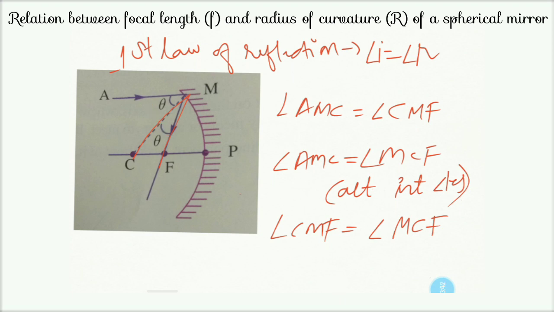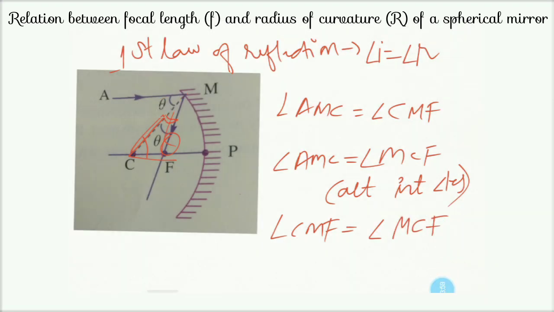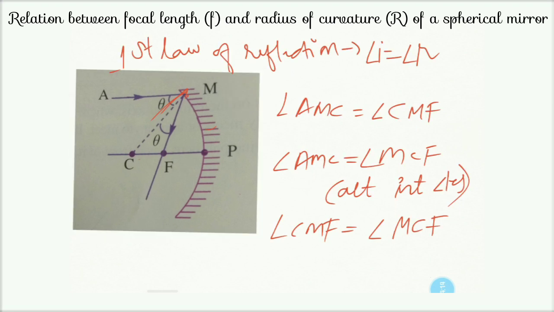See, sorry, MCF, this angle, and CMF, these two angles are equal. Clear? See, this angle, I'll erase and tell you that two angles. See, CMF is this angle, MCF is this angle. Okay, now I'll tell you this angle and this angle are equal.